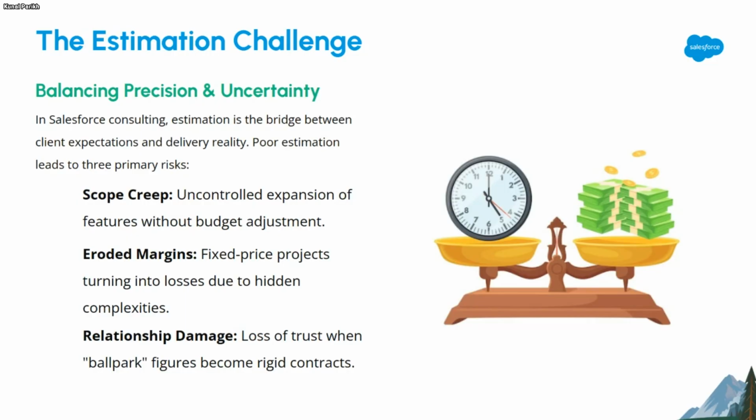So relationship damage is also something where, say, we have given fixed pricing to a particular customer. We saw the aspects where, as a salesperson, relationship becomes very important. Building that trust with the particular customer or prospect becomes very important. So that's where the relationship damage can come in if your estimations are not done right.